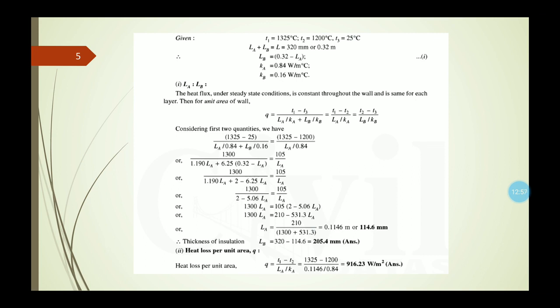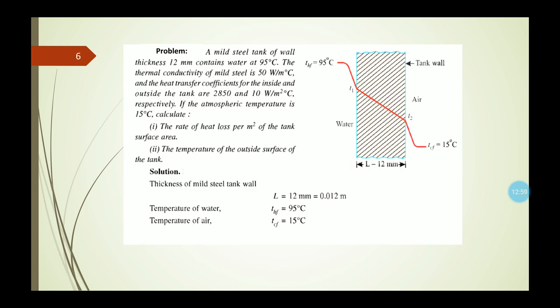Let us move to the next question. So in this question, what is given? A mild steel tank of wall thickness 12 millimeter contains water at 95 degrees centigrade.